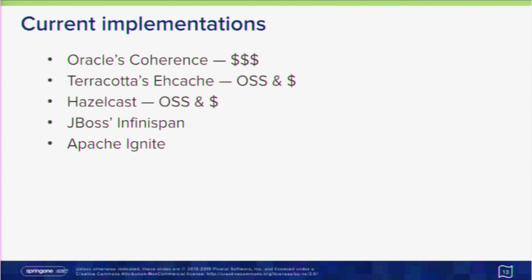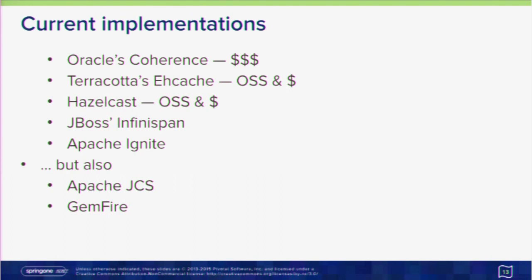JBoss has Infinispan. You want Infinispan? It's open source. JBoss, Red Hat, great, wonderful. Doesn't do everything though, but it's cool. We like Infinispan. We like everyone. We like everybody for the purposes of this talk, except Oracle. And Apache Ignite, which is relatively new to me, at least.